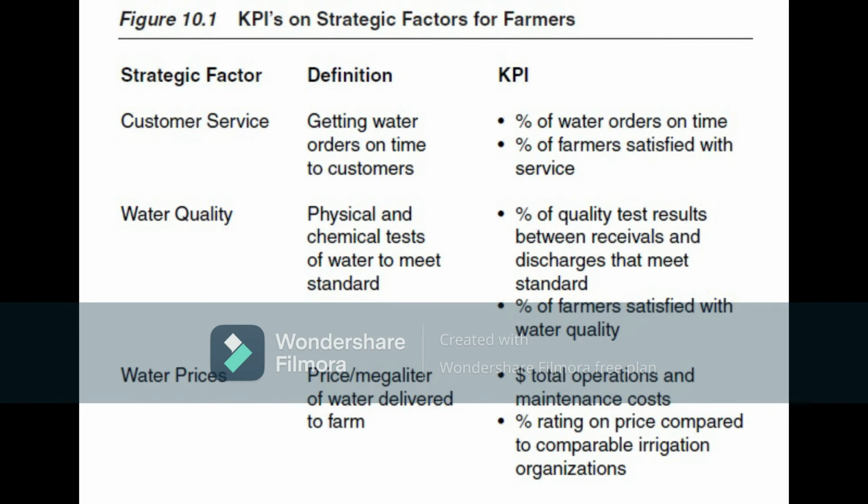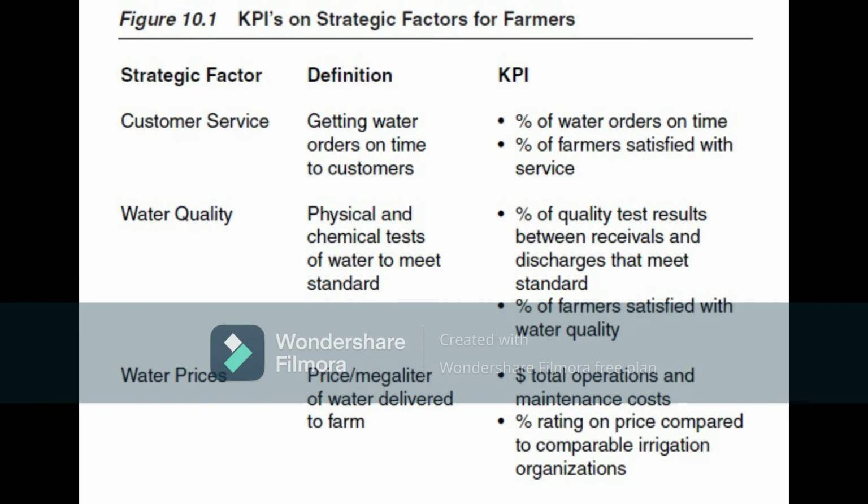This is very, very important in government or public organizations like Griffith Irrigation. To assess whether its prices are competitive, Griffith Irrigation has also developed a KPI that rates its price compared to similar irrigation organizations.